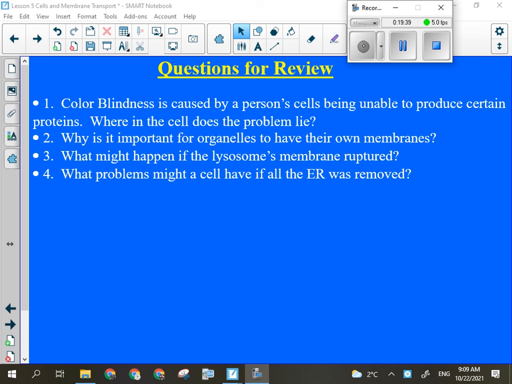What'll happen to the cell? It can lose its enzymes, maybe? Well, yeah, the enzymes will get out. What do the enzymes do? Eat perfectly healthy parts of the cell. Absolutely. Okay? The cell will eat itself to death.